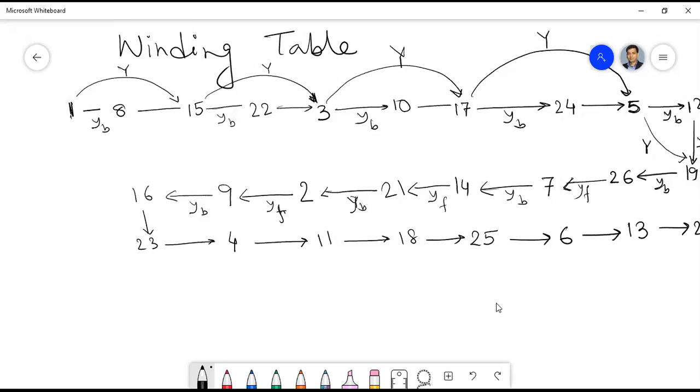Now, this wave winding is also called the series winding. In some literature, it is called series winding because most of the coils are connected in series. These lap and wave windings are also used for AC machines, not only in DC machines.